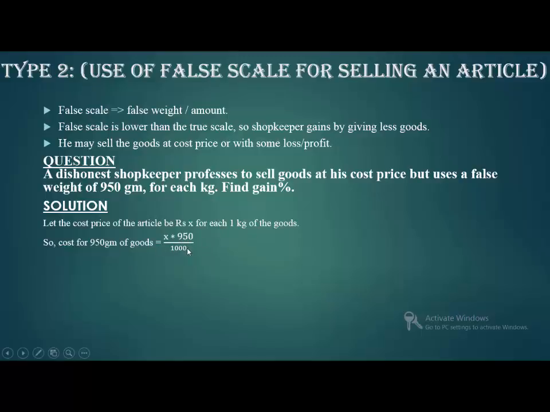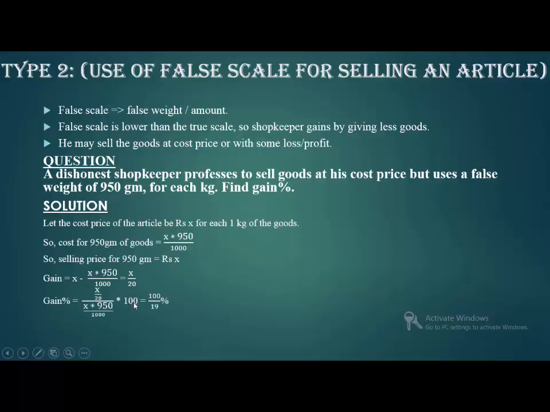This can be done by simple unitary method. For 1000 gram, the cost price is X. Thus for 950 grams, the cost price will be this. The selling price of 950 gram will also be rupees X as is given in the question. Gain will be selling price minus cost price. Note, we are doing these calculations for 950 grams, not 1 kg. This gain will be given as X by 20 by simplification.